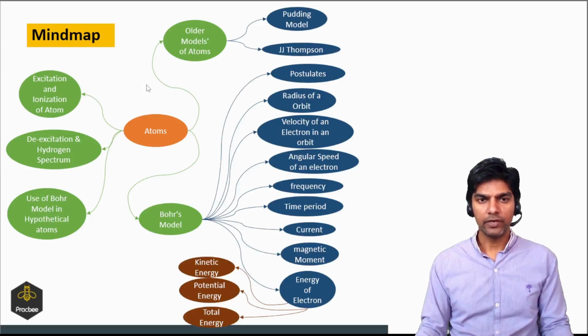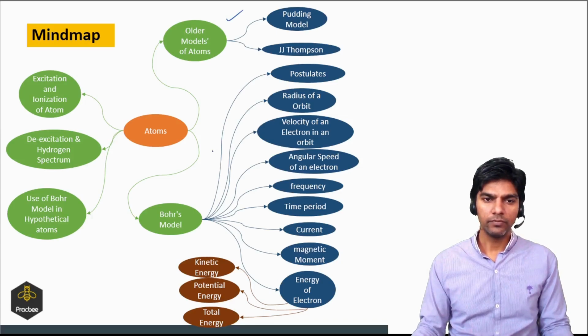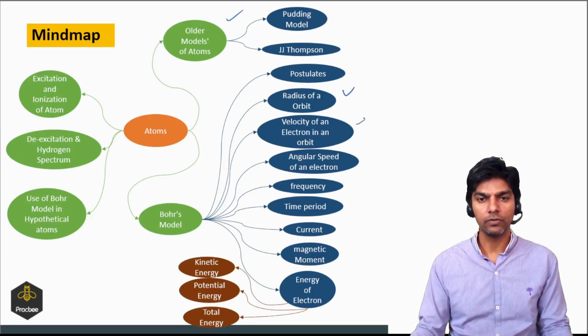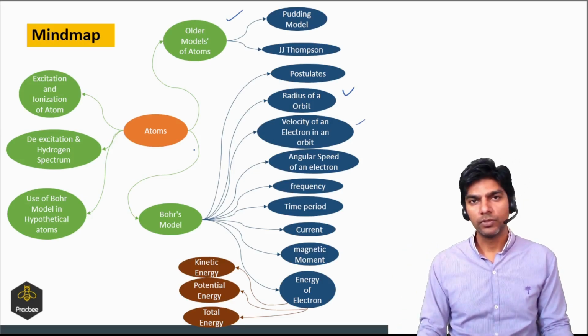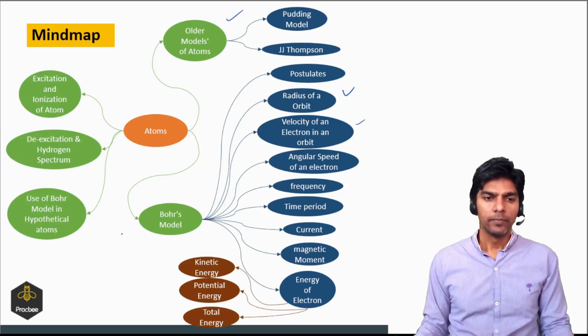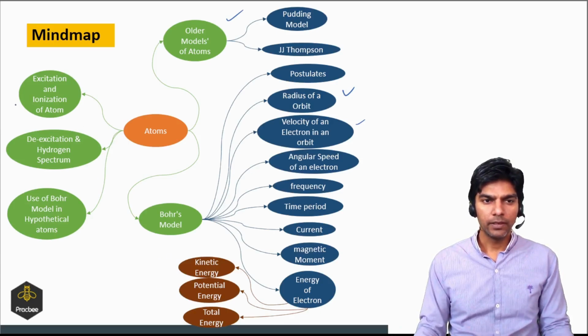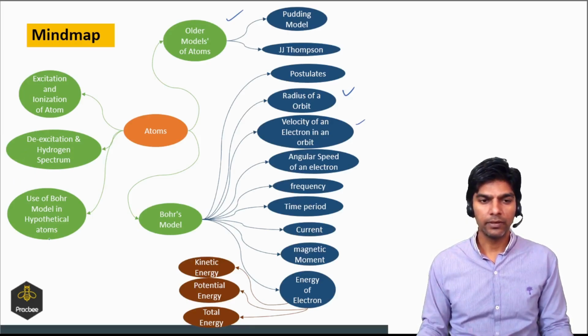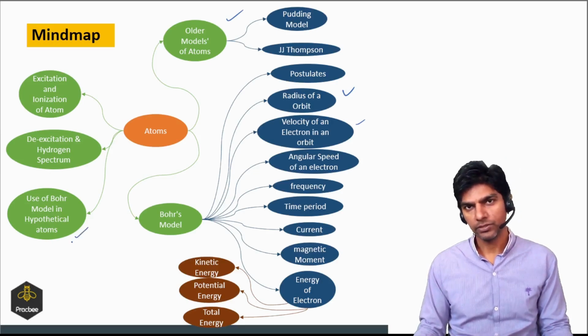And let us look at the mind map. Different types of models are there, and we have to study Bohr's model in detail. We should know the relation of these different physical quantities in terms of the principal quantum number and the atomic number of the nucleus. We should also practice the spectral series, and know what hypothetical models of atoms can be asked in JEE Mains.